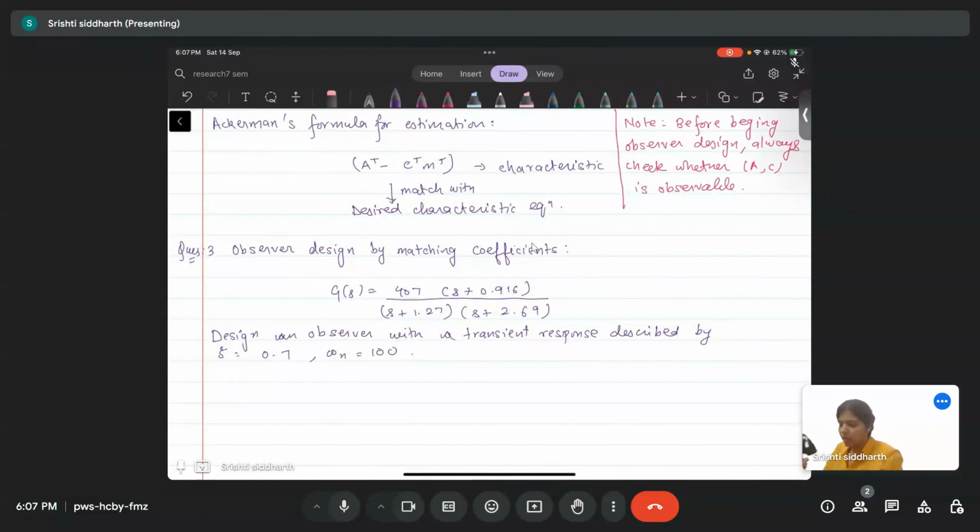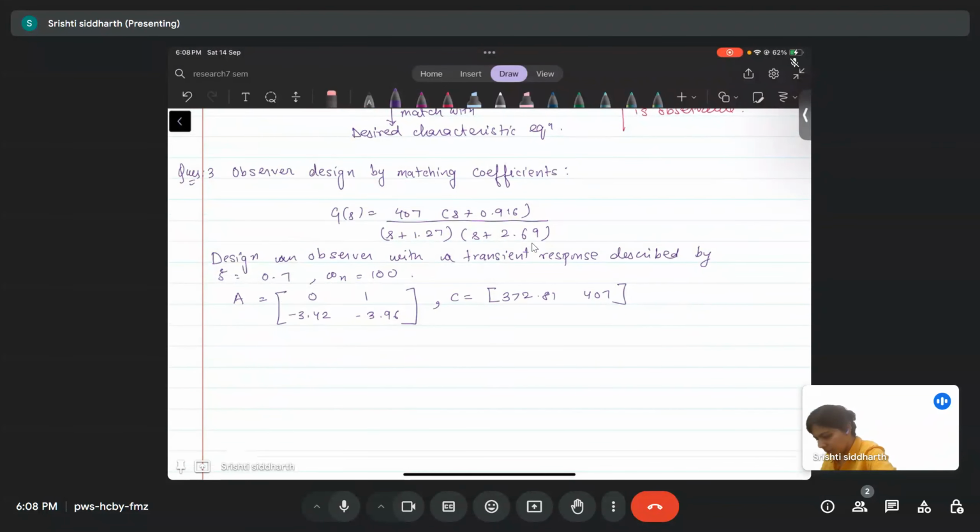Let's say for the plant, for the given transfer function, we have these matrices A and C. So I'm going to write this down directly. A is 0, 1, minus 3.42, minus 3.96. And C is 372.81, 407. Alright, so this is a second order system. We can always check the observability. This is C, CA.